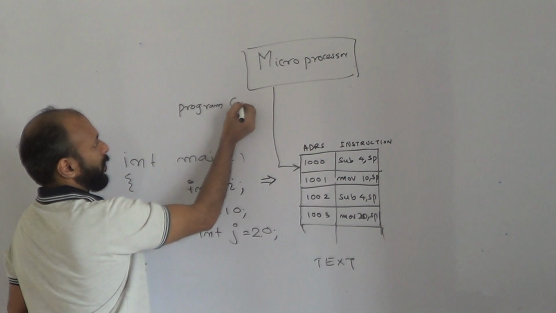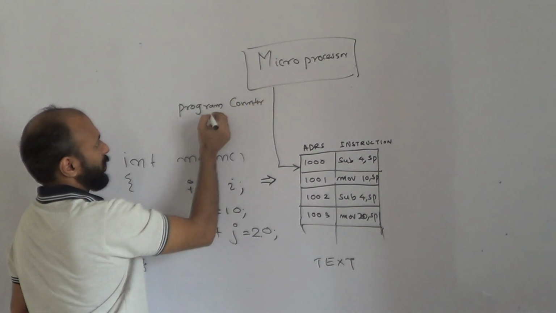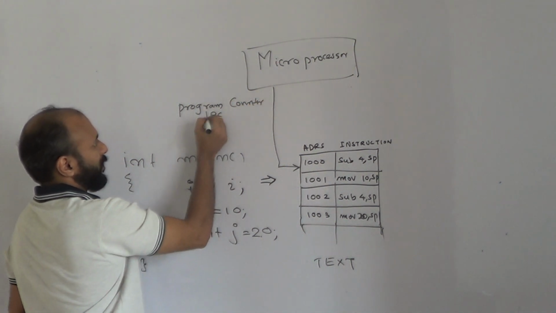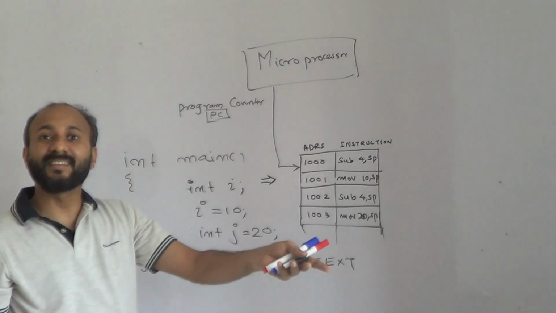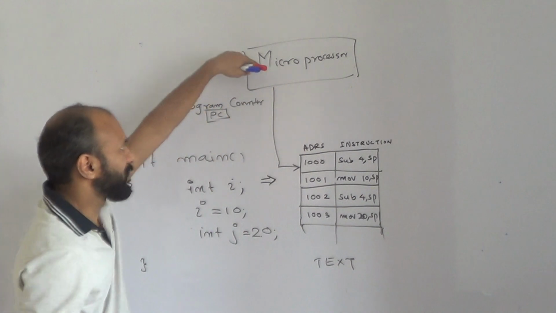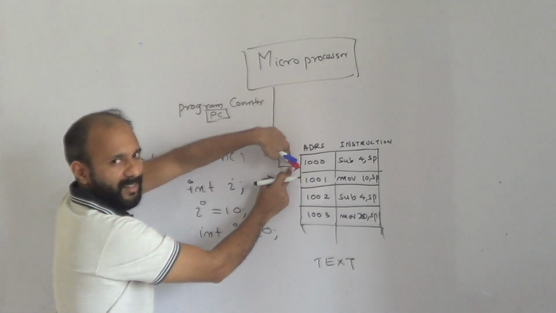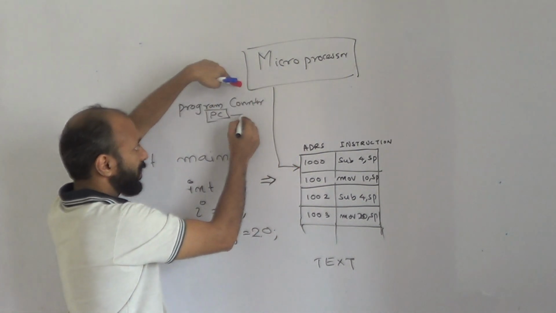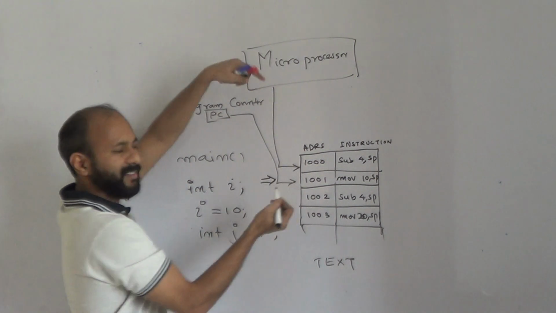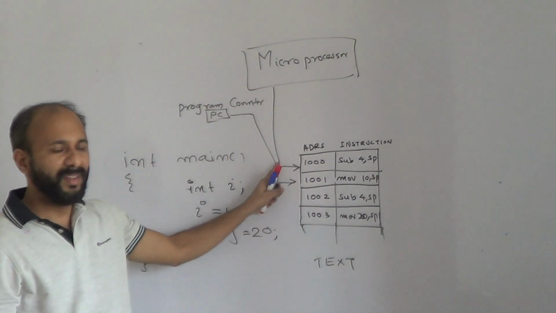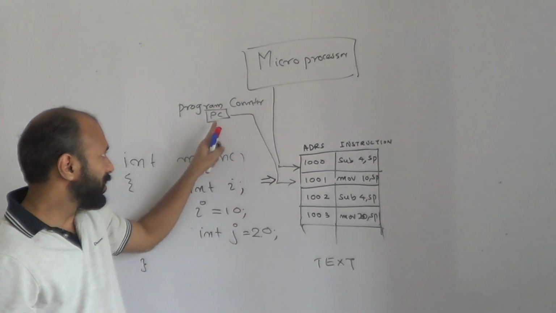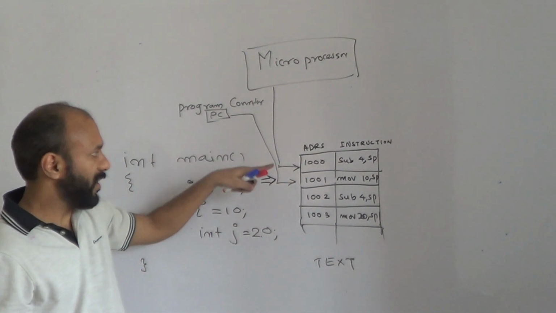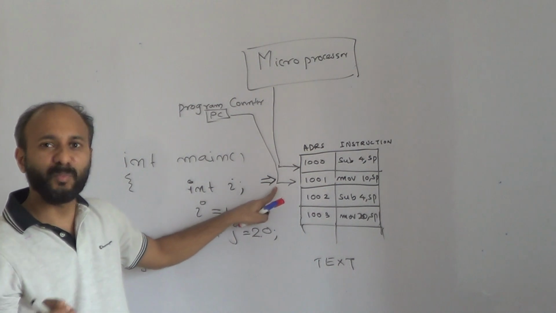Program counter, I am calling it as PC. This program counter has the address of the next instruction supposed to execute. Processor will start reading this line. So program counter has the address of the next instruction. You understand it? Processor is executing line by line, but this program counter is holding the address of the next instruction supposed to execute.